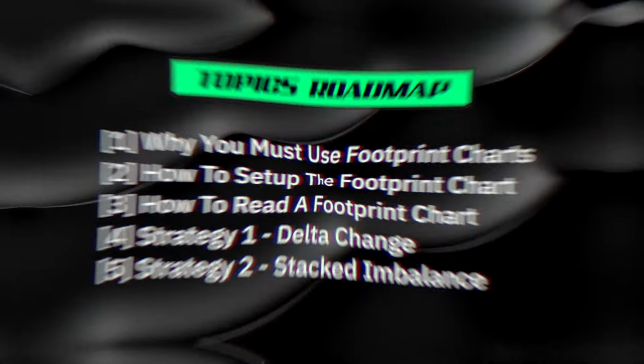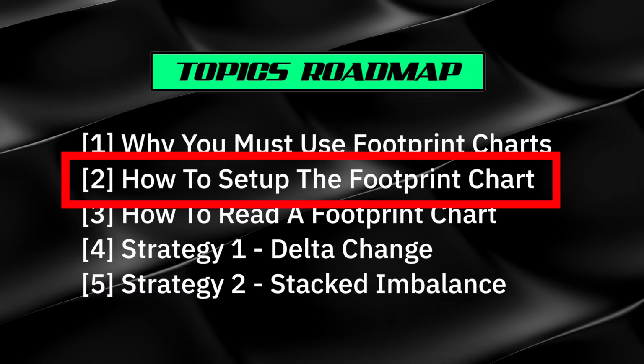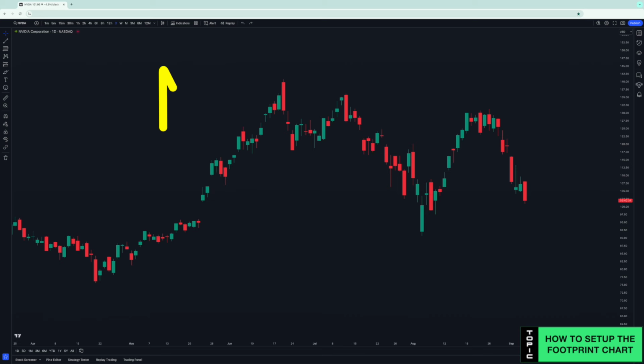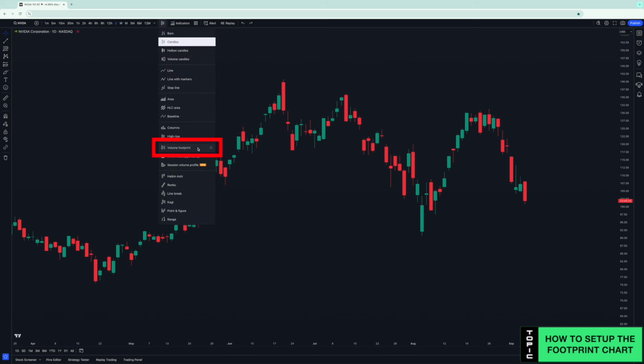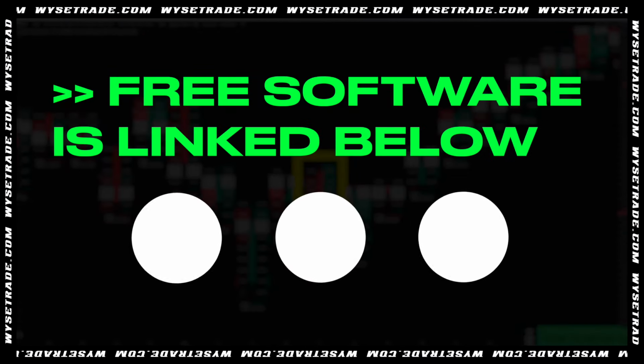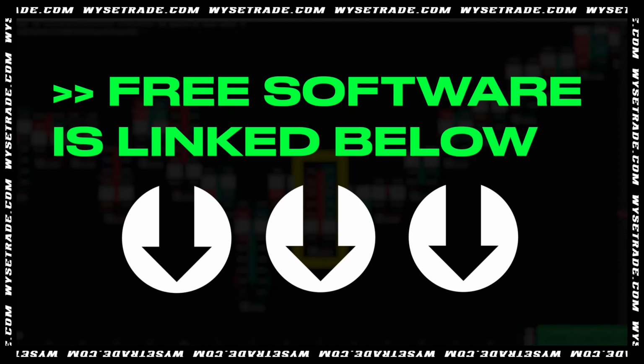So let's now get into how to set up the footprint tool on your charts. At the top here, go down to Volume Footprint and select it. You'll then see it applied to the right and left side of every single candlestick. If you want the exact free charting platform we are using, click the link below this video.